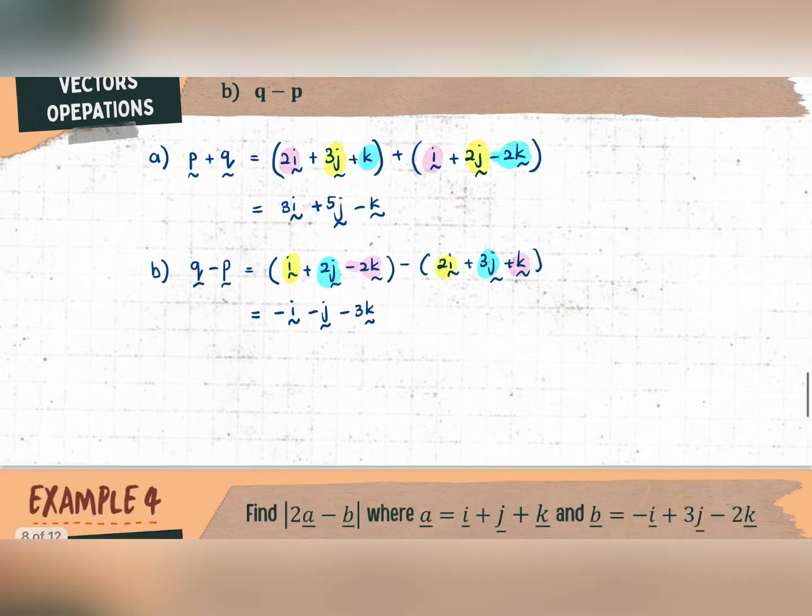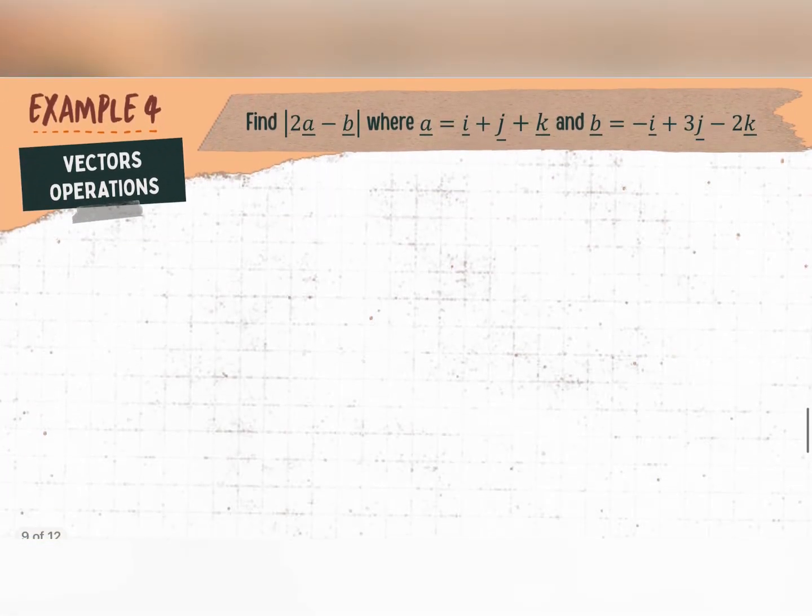Okay, now, example 4. Okay, find the magnitude. Magnitude ini, dia ada bentuk modulus macam ni kan? Dalam bentuk modulus, ini merujuk kepada magnitude. So, kita kena buat operasi 2A minus B dahulu. Lepas tu baru kita cari magnitude dia apa. Okay, so we have the position of A and B. So, let's find out what will be the values.